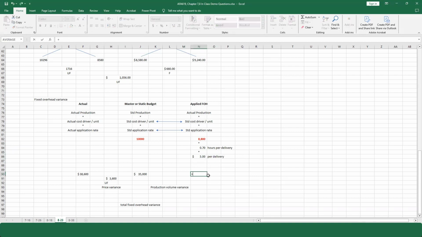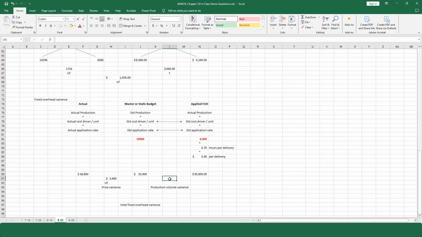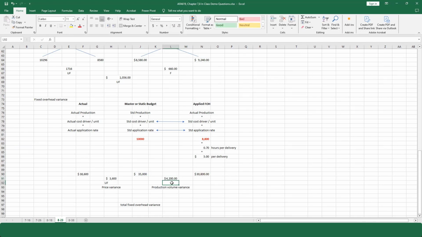Okay, so I can multiply these out now. It is $30,800. I can take the difference now. Is this good or bad? I should have delivered 10,000 meals per day. I only delivered 8,800. That is bad. That is a poor use of my fixed assets. So this is unfavorable. So the total fixed overhead is going to be the two added together because they're both unfavorable. So that is going to be $7,800 unfavorable.